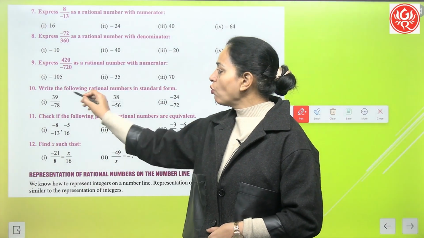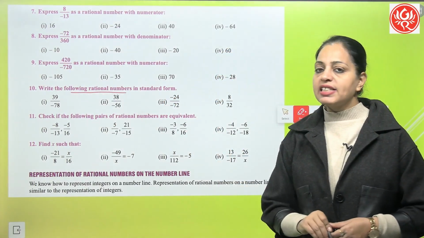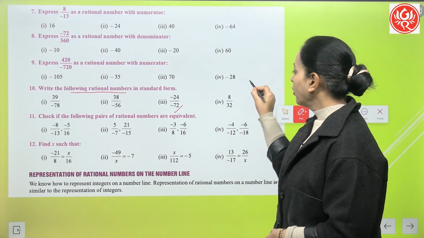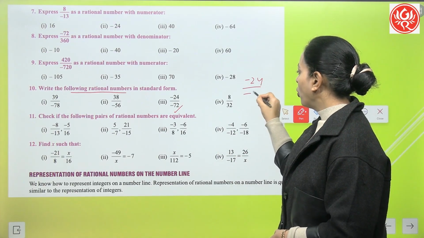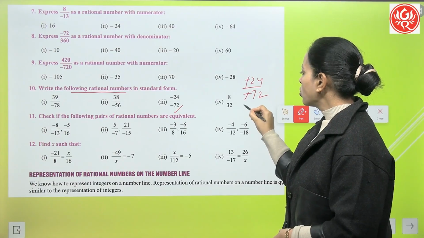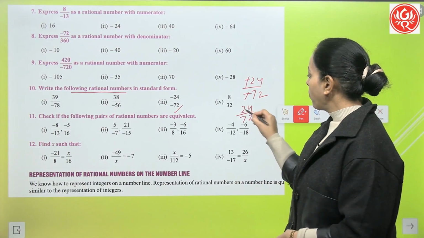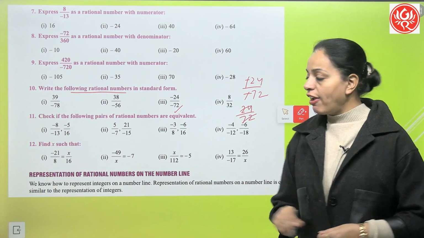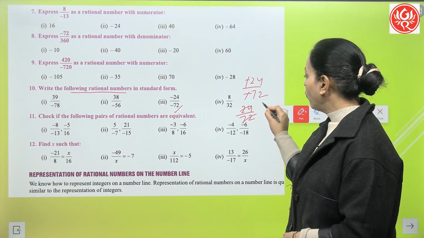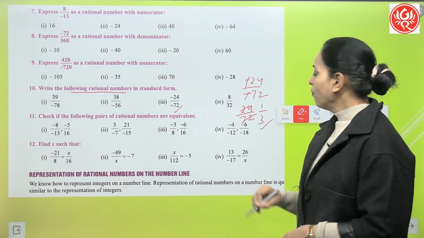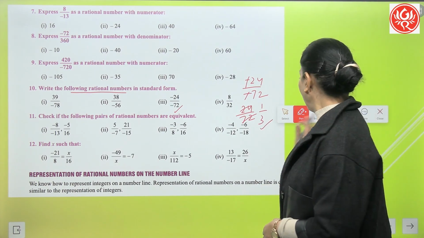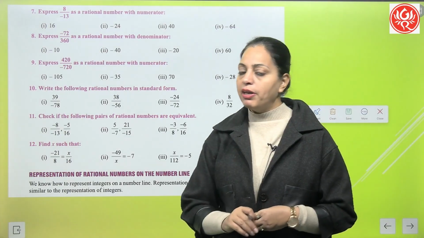Now the 10th question, write the following rational numbers in standard form. Here, third part, minus 24 upon minus 72. First of all, हम positive बना देंगे. Okay. Now cut it by their HCF. So किससे cut करें, 24 से? So we are getting 1 by 3. Right? So you can try the remaining parts.